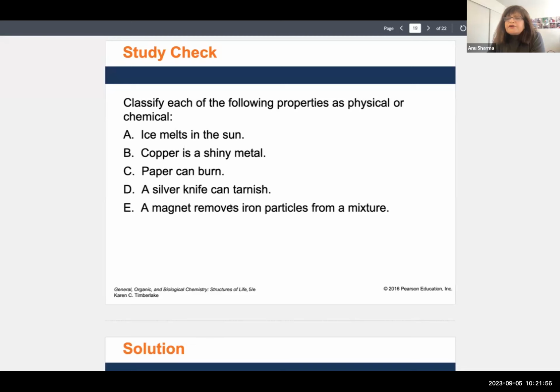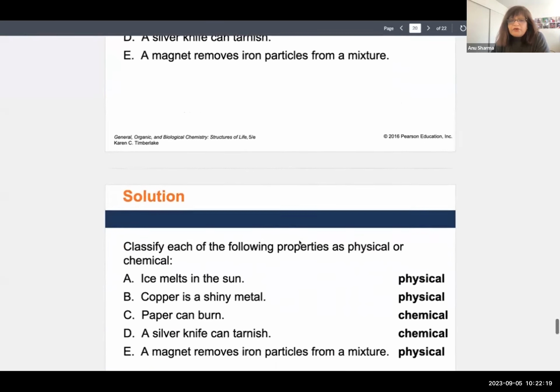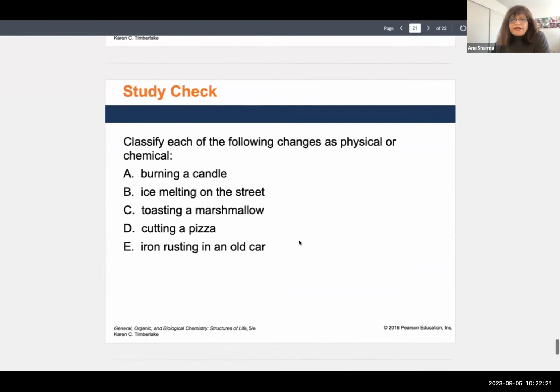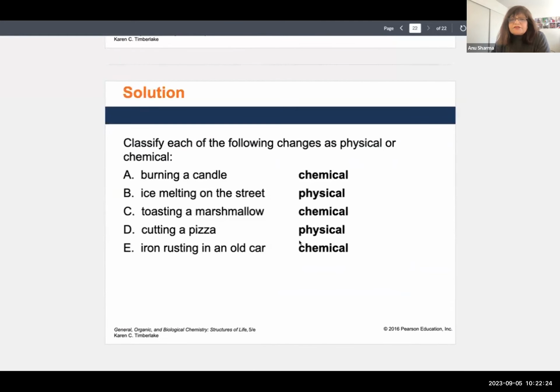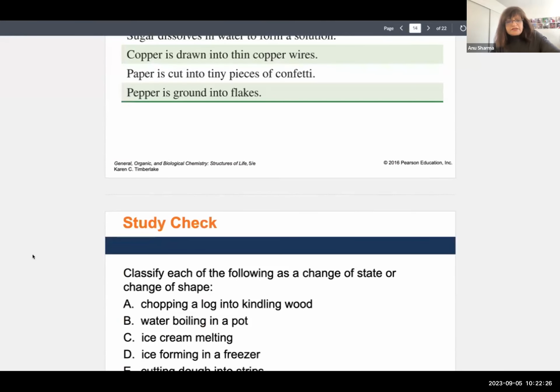Okay. A magnet removes iron particles from a mixture. Physical or chemical? Physical, because you're just removing. So it's not chemical, it's a physical property. All right, so again, these types of questions will be asked, so you can look at some more examples, but we need to move on now.